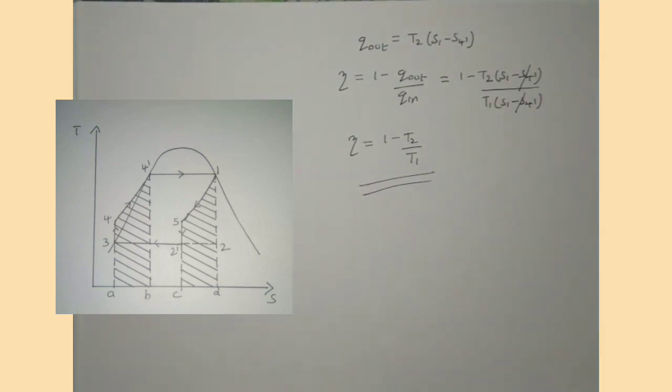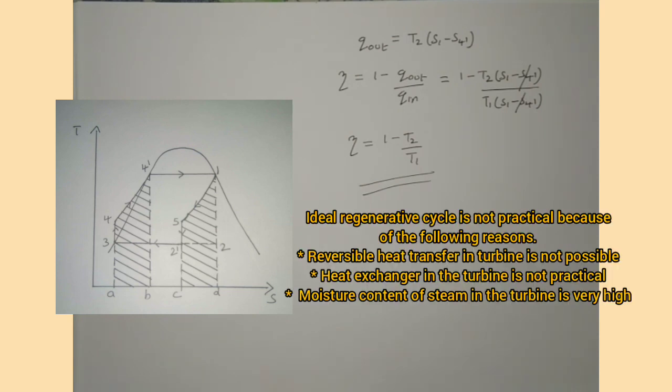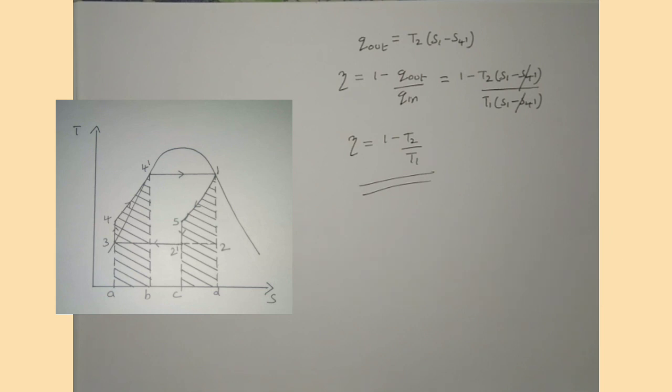This efficiency is same as Carnot efficiency, but it is not practical because of the following reasons. Reversible heat transfer is not possible and heat exchanger in turbine is not practical. As compressed liquid enters the turbine, moisture content in turbine becomes very high and it can damage the turbine blades.